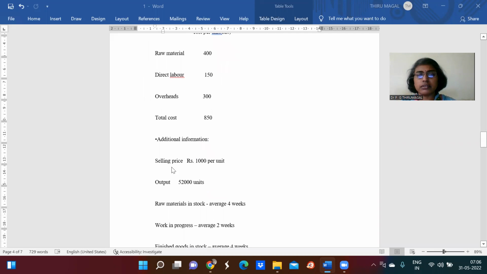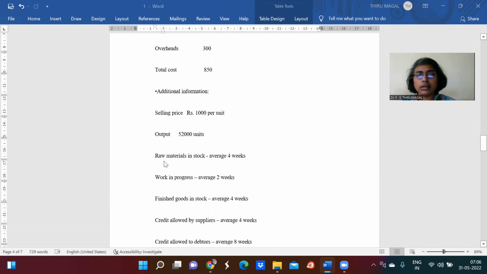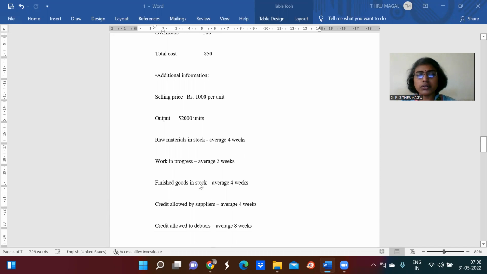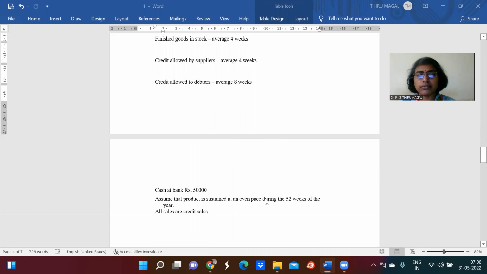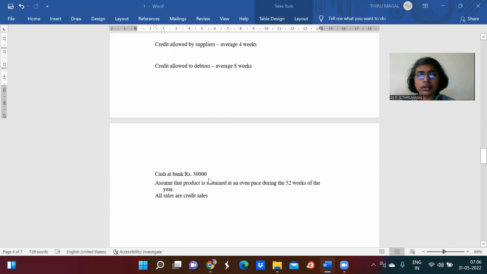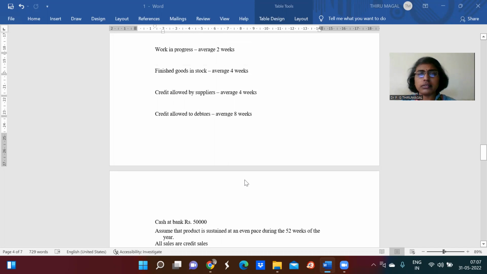The additional information given is selling price per unit 1000, and output 52,000 units, which means the company is producing 52,000 units per annum. Raw material in stock is average 4 weeks, work in progress average 2 weeks, finished goods in stock average 4 weeks, credit allowed by supplier average 4 weeks, and credit allowed to debtors average 8 weeks. Cash at bank is rupees 50,000. Assume that the product is sustained at an even pace during the 52 weeks of a year. All sales are credit sales.